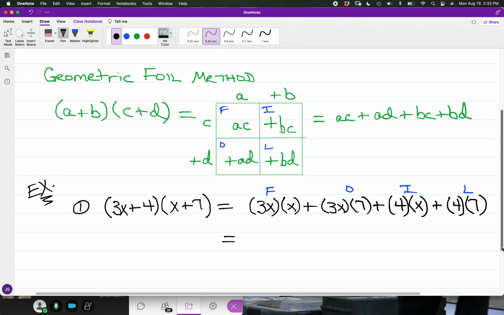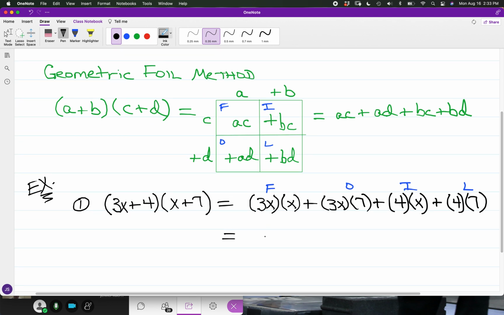And multiplying, we have 3x times x. Two x's that multiply will come out to x squared, so the first product will be 3x squared. The outside product is 3x times 7, so this will be 21x. For the inside product, we have 4 times x. And the last product is going to be 28.